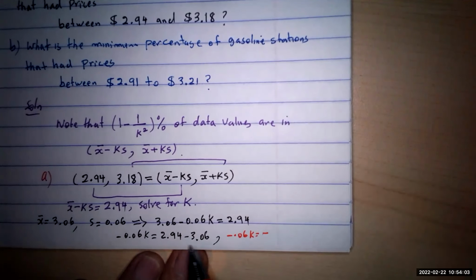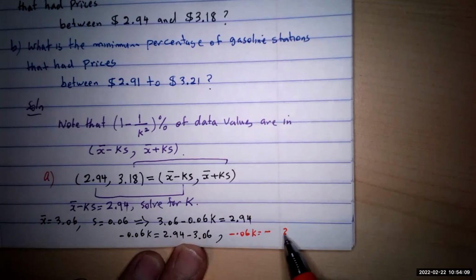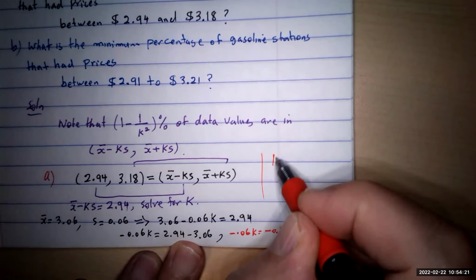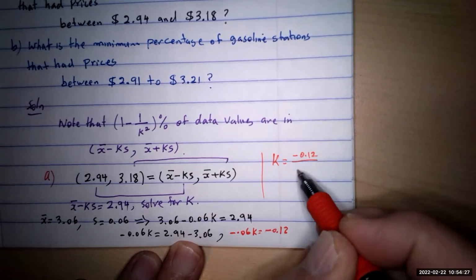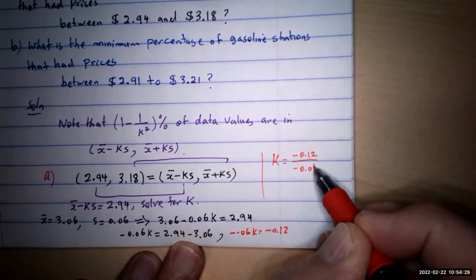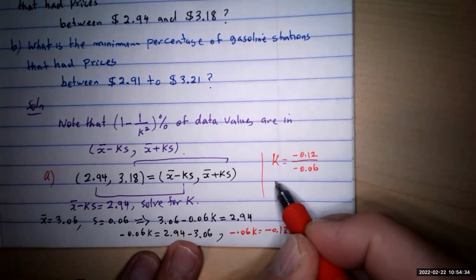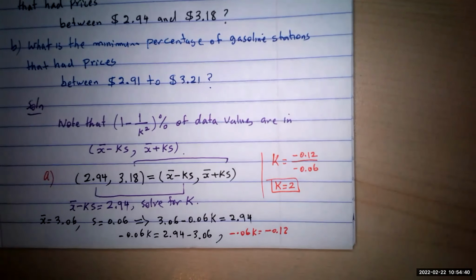4 out of 6 would be 2, and that gives us 1 point. It's going to be 0.12. Okay, 0.12, and so for K, I put it over here. So K is going to be equal to negative 0.12 divided by negative 0.06. If you drop the decimals, you have 12 over 6, which is 2. So K is equal to 2 for the first part.